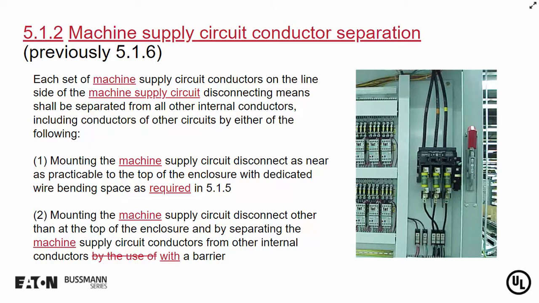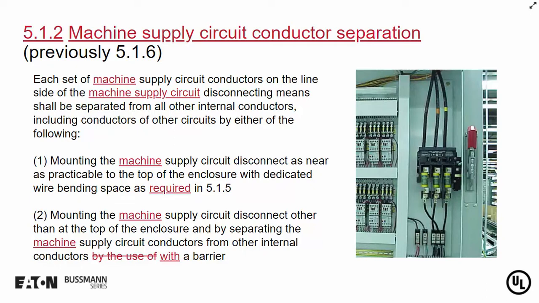So in the first draft session of the process of revising for the 2021 version, the section was titled, again for clarity, Machine Supply Circuit Conductor Separation, and the term machine was added in 3 locations, and the term machine supply circuit was added in 1 location, again for the purpose of consistency and with the use of terms. In the second draft stage, we added the text required and changed by the use of to with.